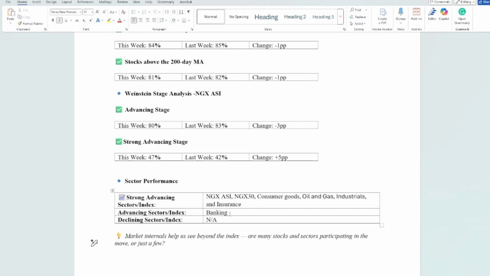So that's how we make use of this. If there's any sector that you feel I haven't covered in this analysis that you'd like me to cover, could you please drop it in the comment section, and we'll see how we can fit it into the NGX market internals. Remember, market internals helps us see beyond the index. Are many stocks and sectors participating in the move, or just a few?